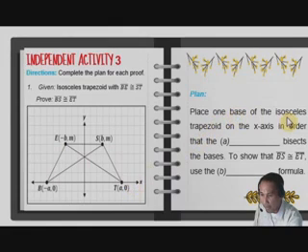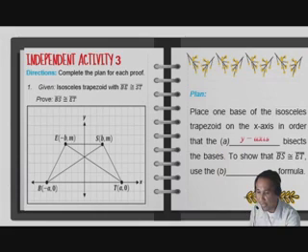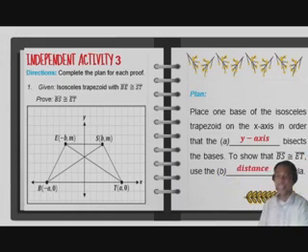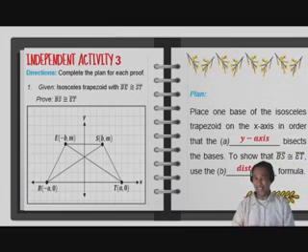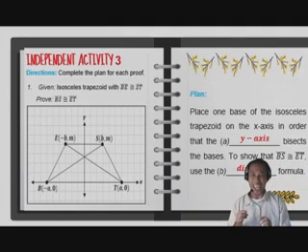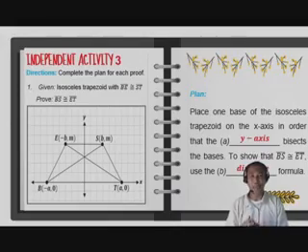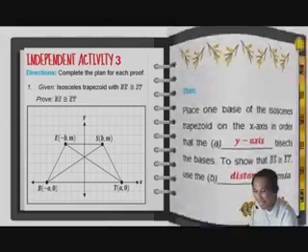Okay. Place one base of the isosceles trapezoid on the x-axis in order that the, ano ba yung sagot natin sa A? Y-axis bisect the bases. Ayan. To show that BS is congruent to segment ET, use the, anong formula? Ayan, distance formula. Dalawa lang naman yung pinag-aralan nating formula sa Module 7. Ano ulit yun? Yung distance formula and the midpoint formula. Okay? So, let's proceed to this one.